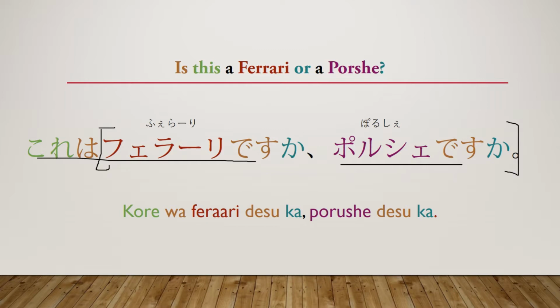Which one is it? And a side note, if you want to actually respond to this, in Japanese, you usually just say which one it is. So if someone is asking you, is this a Ferrari or a Porsche, you could just reply, Ferrari desu. It's a Ferrari. You don't need to do anything else. You can just reply with one of the options. So yet again, the first ka is acting like the or, and the second ka is acting like the question mark. Okay, let's go ahead and go on to the last sentence.